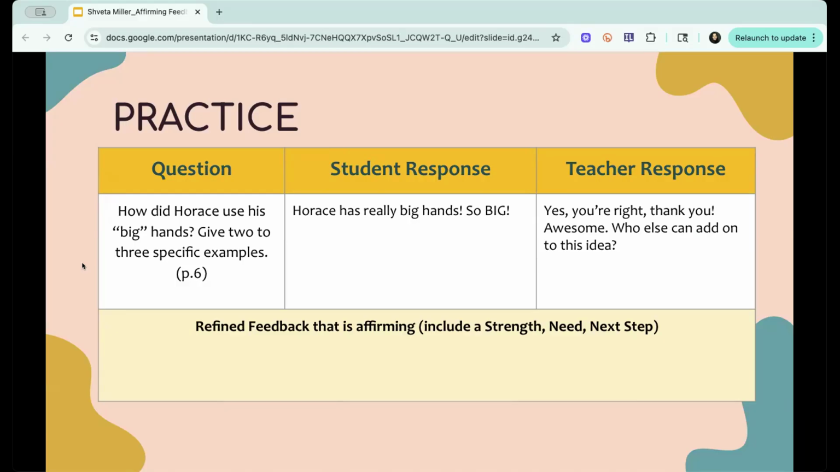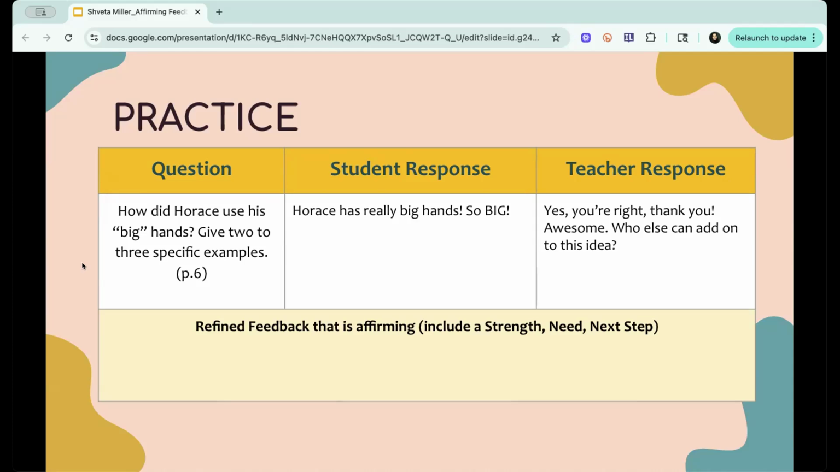Student response: Horace has really big hands. They're so big. Teacher response, this is something we see maybe more typically: Yes, you're right. Thank you. Awesome. Who else can add on to this idea? So that's a very common type of response we might see in a classroom. And sometimes we wouldn't even bat an eye.